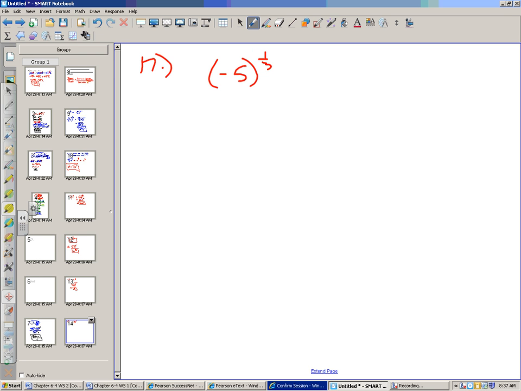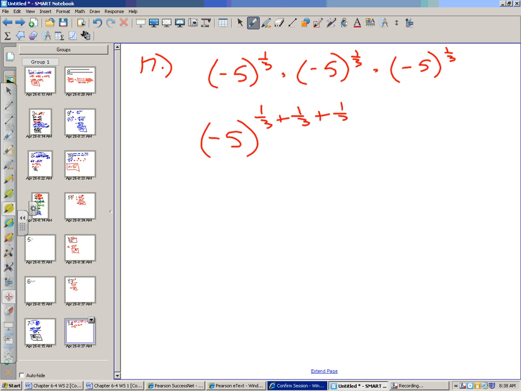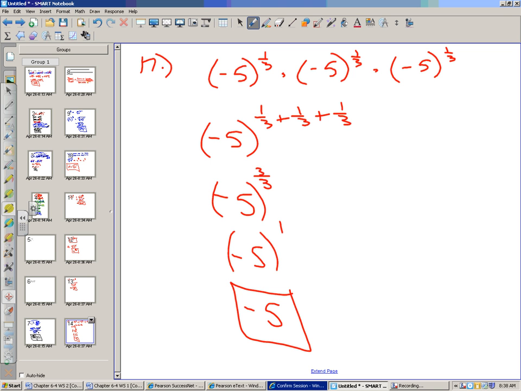Negative 5 to the 1/3 times negative 5 to the 1/3 times negative 5 to the 1/3. Do they have the same base? So what do you do with all those exponents? They're all attached by multiplication, so you add the exponents. So that's 1/3 plus 1/3 plus 1/3, and how many thirds do I have up there? 3/3, so that's 3 over 3, which is going to be 1. So my answer is simply negative 5. Does that make sense?